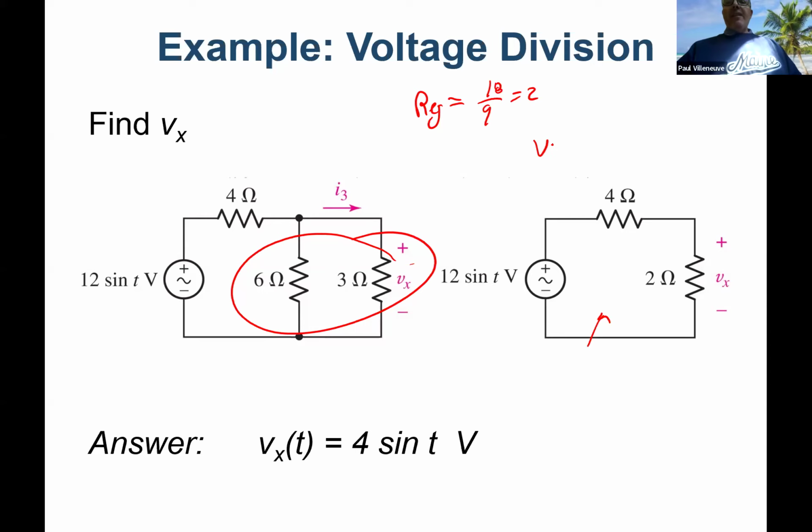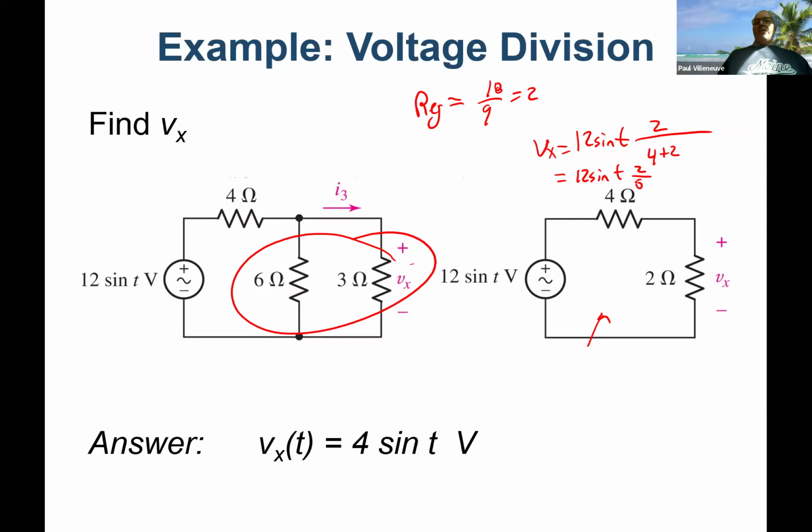So voltage divider is take the voltage that is applied across the series circuit, 12 sine t, multiply it by the resistor of interest, 2, and divide by the sum of the resistors in the series circuit, 4 plus 2. So that equals 12 sine t, 2 over 6, which is 1/3, which leaves me with 4 sine t. Okay.